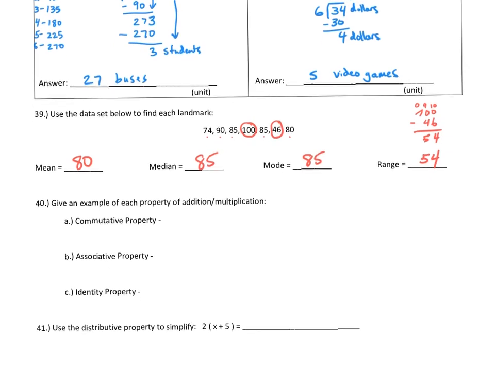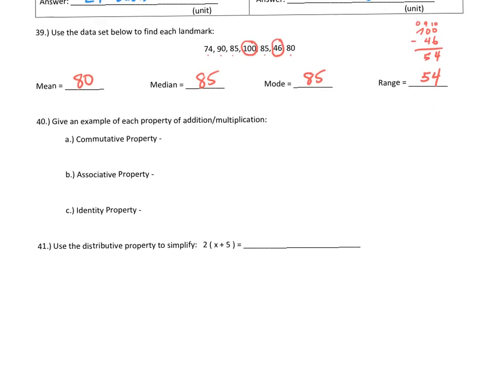Let me scroll up one more time. It says, give an example of each property of addition and multiplication. The commutative property is basically turnaround facts. It says that the order that we add or multiply numbers will not affect their sum or product. So I could write this with numbers like 4 plus 5 equals 5 plus 4. 4 times 5 equals 5 times 4.